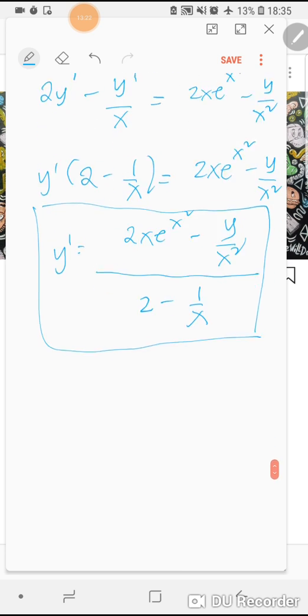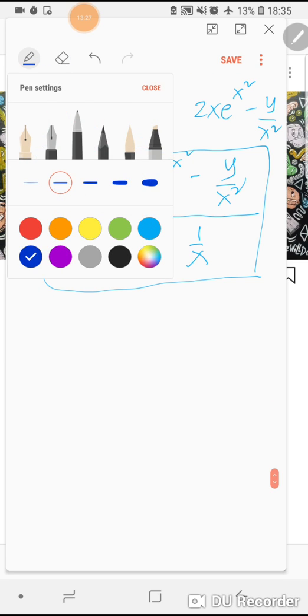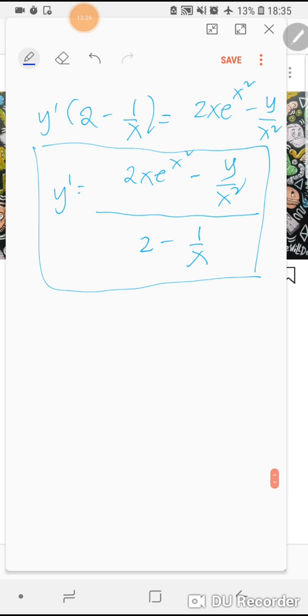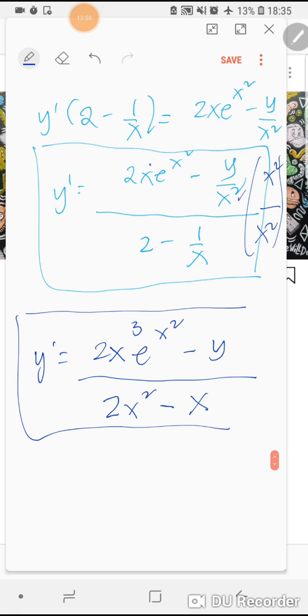If you want to simplify, we can always multiply. Let's choose the dark blue version. So we can get rid of this, we multiply x squared to both sides. So this would be y prime equal to 2x cubed, 1 plus 2 would be 3, e to the x squared minus y over 2x squared minus x. So this would officially be your answer.